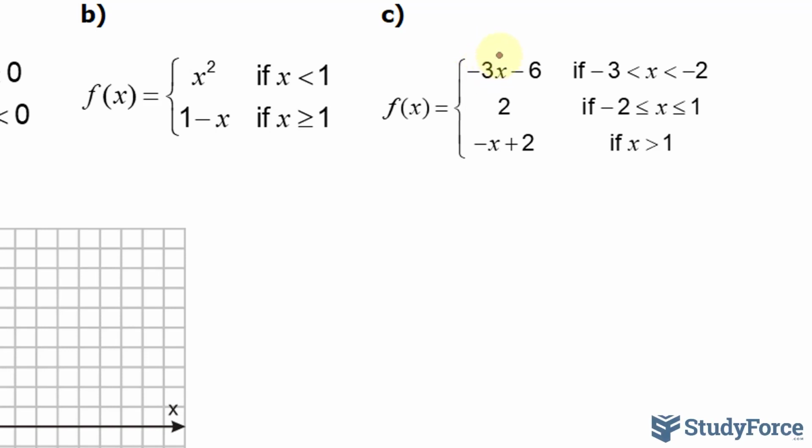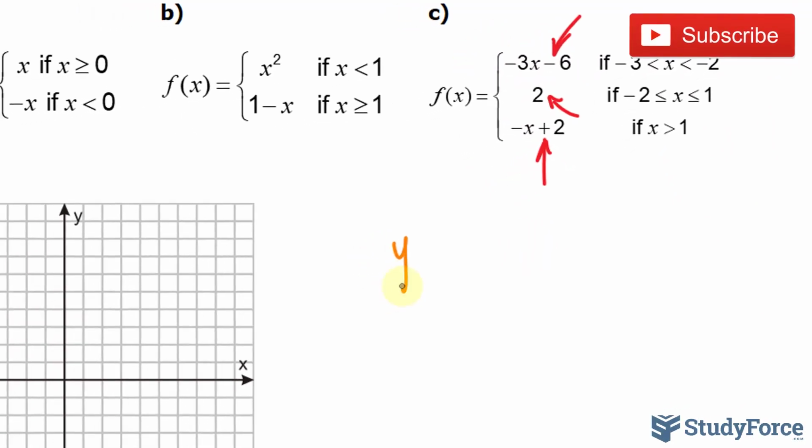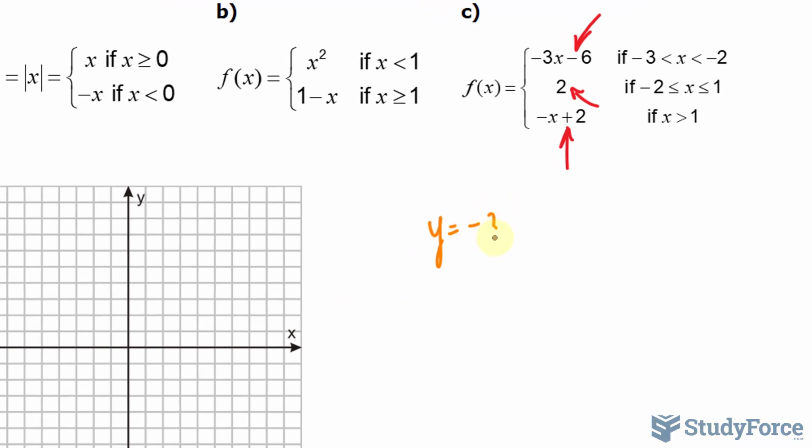In the very first part, we have a linear equation, and then we have the number 2. If you have y is equal to 2, for example, that will be a horizontal line crossing 2. And that happens between negative 2 and positive 1. And lastly, after x is equal to 1, we have another linear equation. Let's begin with negative 3x minus 6. So let me write it down for you in equation form. Y is equal to negative 3x minus 6.